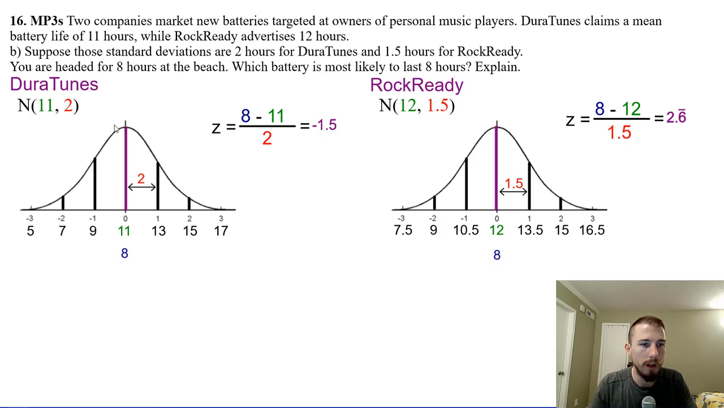Okay, so next question is, suppose you're headed for 8 hours at the beach. Suppose the standard deviations are 2 hours for Duratunes and 1.5 hours for Rock Ready. You're headed for 8 hours at the beach. Which battery is most likely to last 8 hours? So to calculate that within their respective distributions, we have to look at their z-scores. And just in general, all day today, you're calculating z-scores for the rest of the week, pretty much, and next week. So for Duratunes, centered at 11 with a standard deviation of 2, and then Rock Ready centered at 12 with a standard deviation of 1.5.